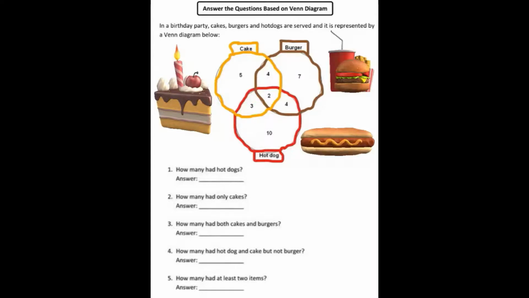So if we're just answering the question of how many people had hot dogs, we're just going to add the 10, the 4, which is 14. 14 plus 2 is 16. And then 16 plus 3 is 19. So if you want to know how many people had hot dogs, we know there's 19 based on this question here.